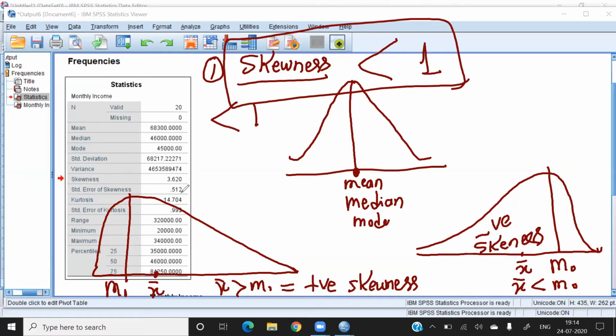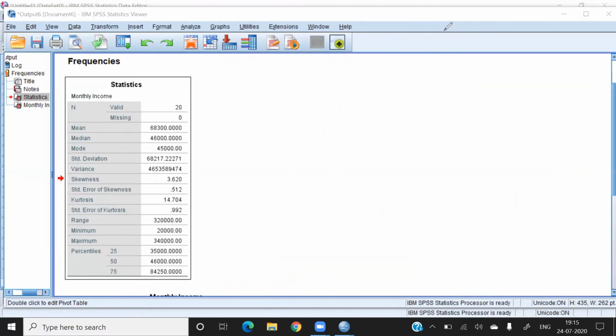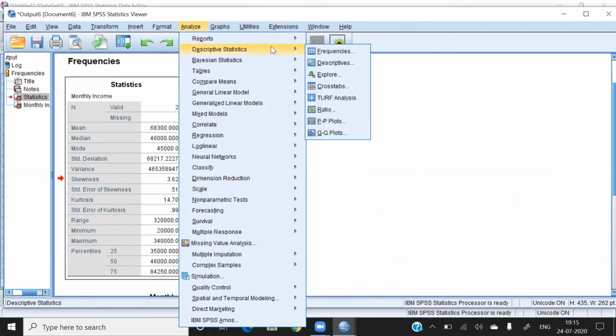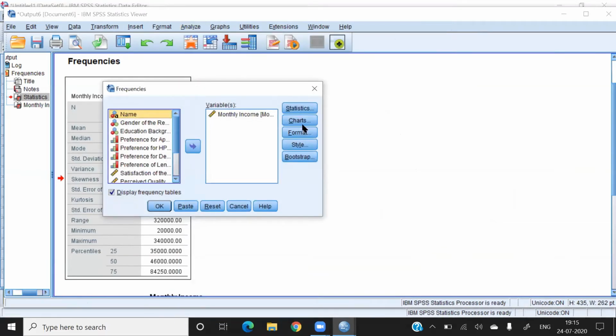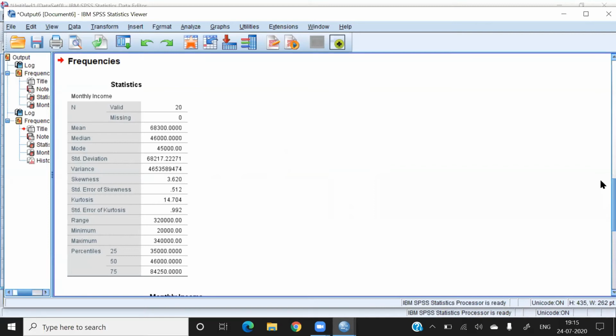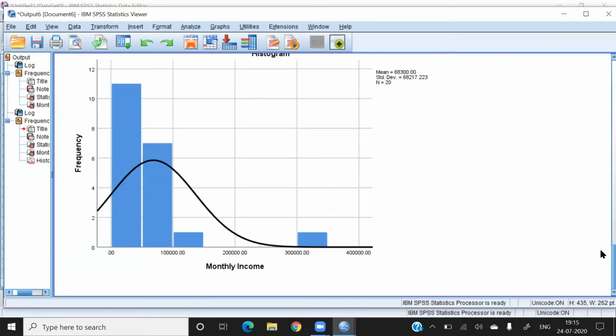So here the skewness is 3.6. It is indicating this kind of data that we have in the analysis. I'm showing you the graph of monthly income so that you can identify whether it is positively skewed or negatively skewed. So let's make a chart of it, and a histogram is the better chart to see all these things. I click on the histogram, select the normal curve on the histogram, and click OK. If we compare this graph, you can see it is positively skewed data.